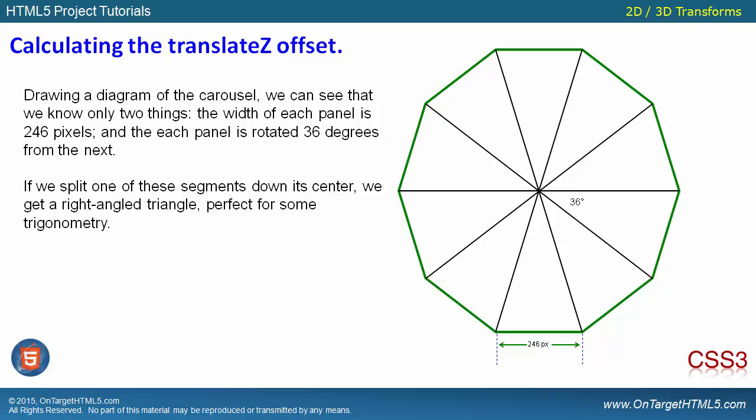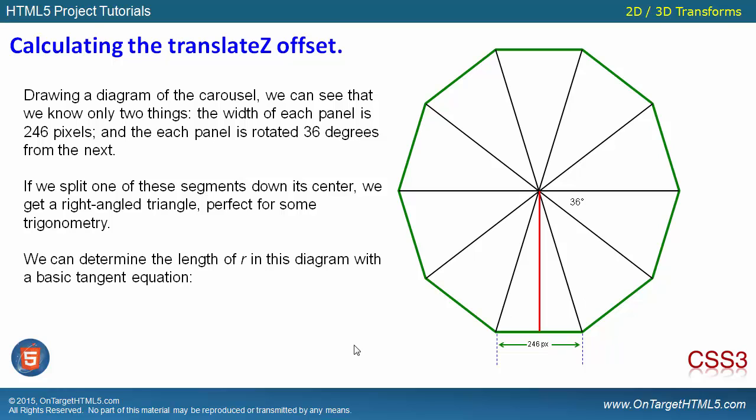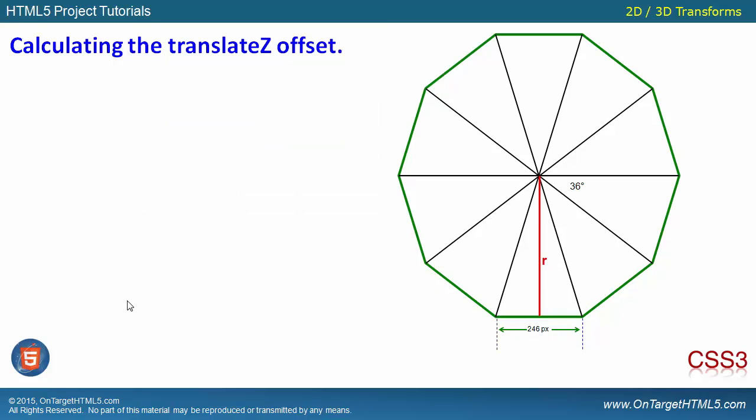If we split one of the segments down its center, we get a right angled triangle, perfect for some trigonometry. And that's exactly what I'm going to do to calculate this. I'm going to split one of my sections right down the center, so I get this right triangle. We can determine the length of R, which is my red line, that's the length I'm looking for in this diagram, with a basic tangent equation.